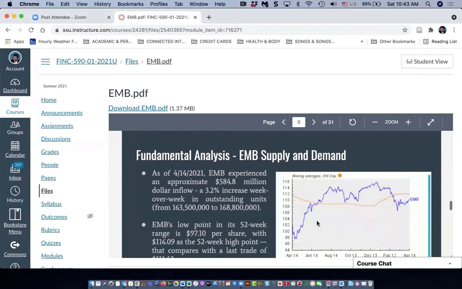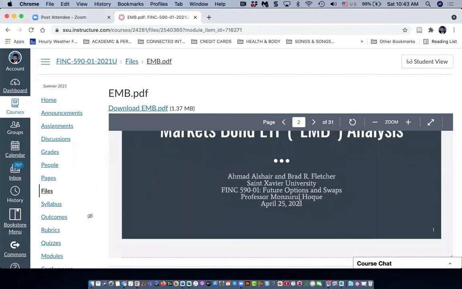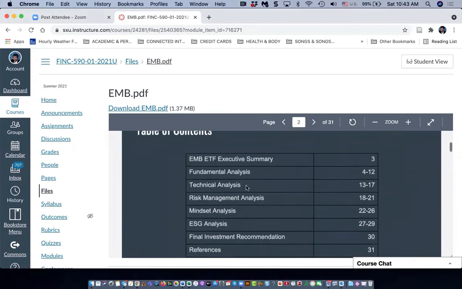So fundamental analysis. First of all, you make sure who does that. That's what you do. And then you give the table of contents. First is executive summary, then fundamental analysis, technical analysis, risk management analysis, and mindset analysis.